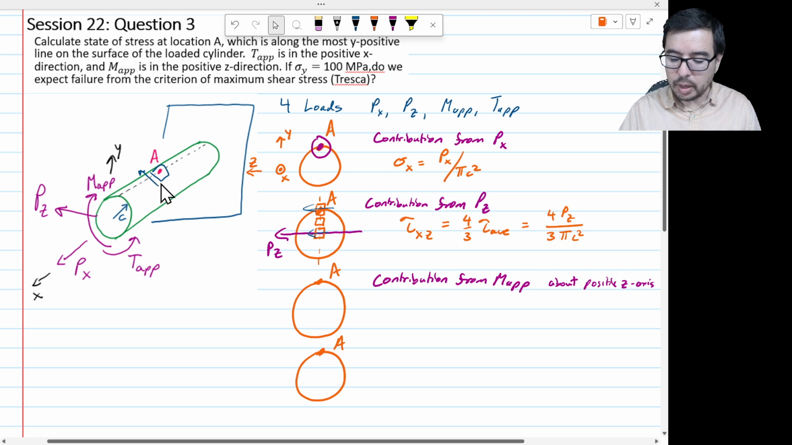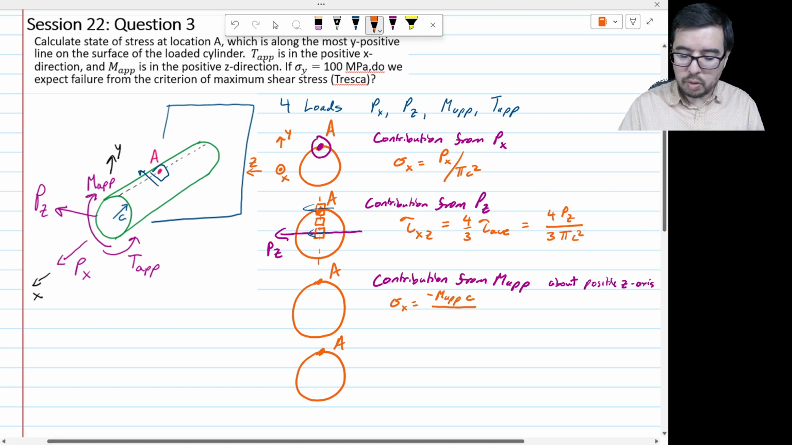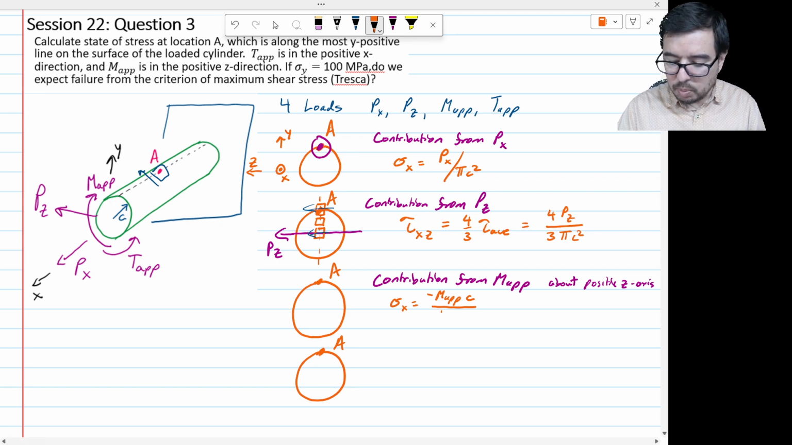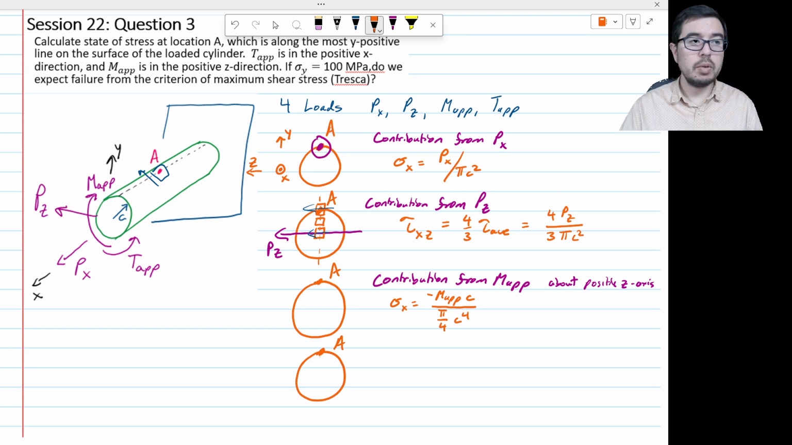Okay, well we can calculate that out, right? Which direction is it going to be? Well, it's going to be sigma x, and sigma x is going to be compressive, so we're going to have a negative M_AP, and the flexure formula is negative My over I. In this case, it's got a positive M_AP and a positive y, but a negative sign in front of it. So it's going to be negative M_AP c over I, and the second moment of area for a circular cross section is pi over 4 c to the fourth. Okay? And so that is what we're going to have.